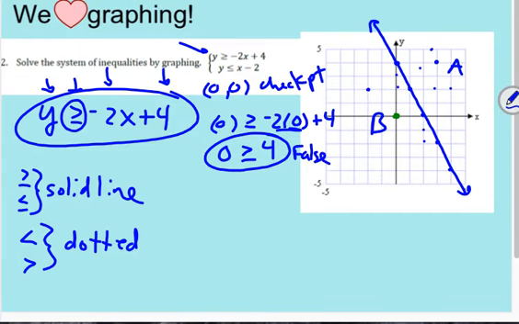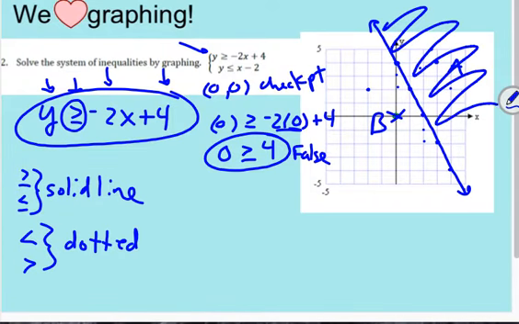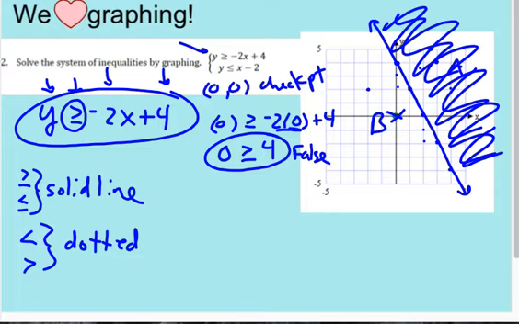That's false. So what does that mean? 0, 0 is not a solution for this point. So I would shade, not the B side because it's false, I would shade the other side over here. Okay. All those points on the right hand side of this line are solutions.